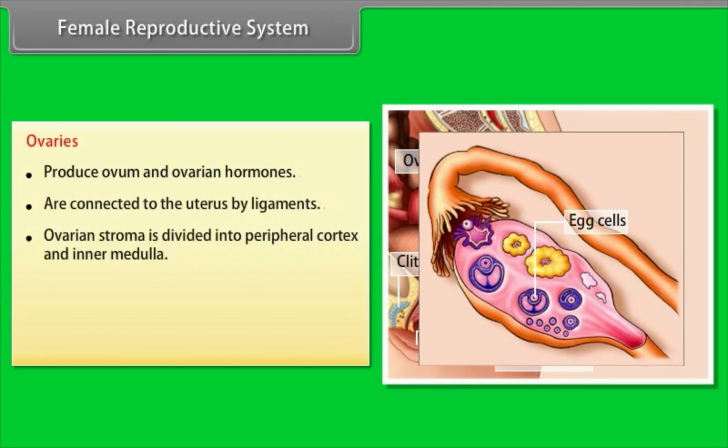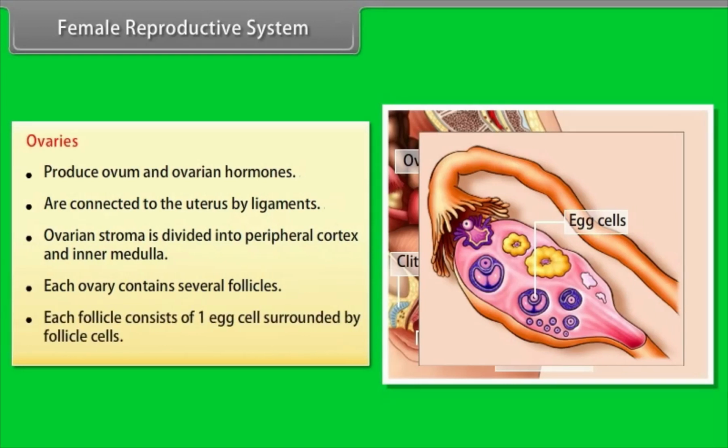Ovarian stroma is divided into peripheral cortex and inner medulla. Each ovary contains several follicles. Each follicle consists of one egg cell surrounded by follicle cells.